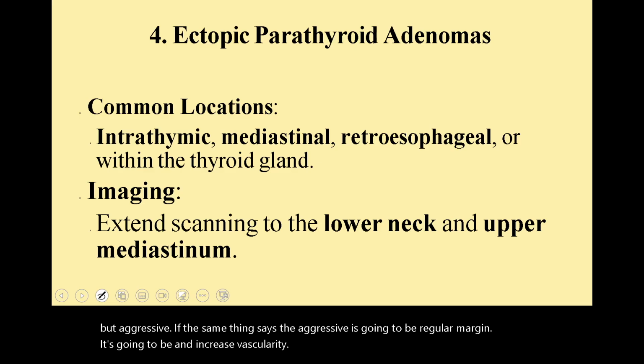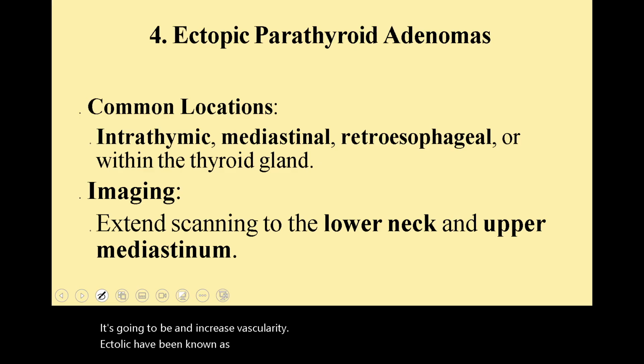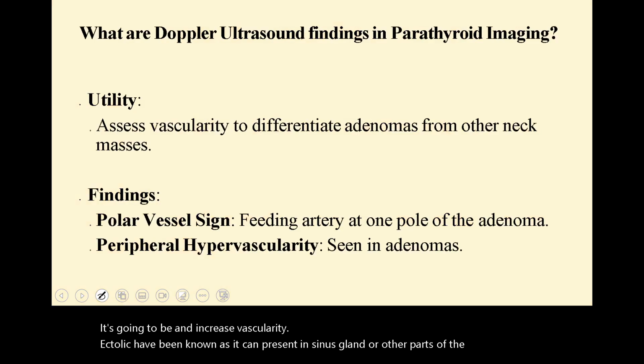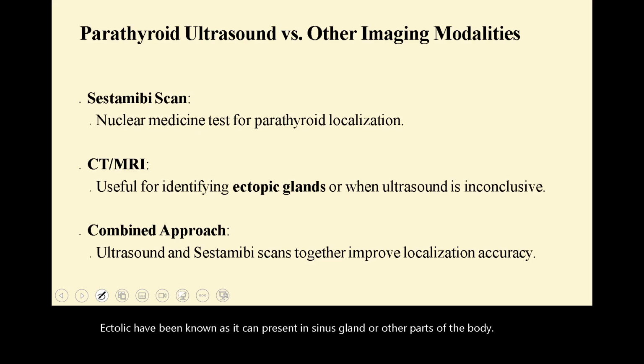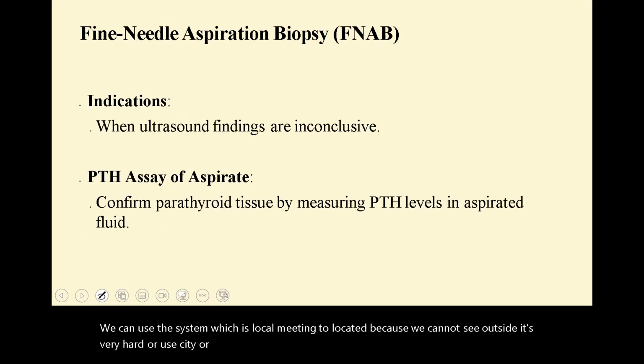Ectopic adenomas can present in the thymus gland or other parts of the body. We can use the sestamibi system, which is nuclear medicine, to locate it because you cannot see it with ultrasound, it's very hard, or use CT or MRI. Fine needle aspiration, if you need, for a big one, you can do it under ultrasound and just suck it.